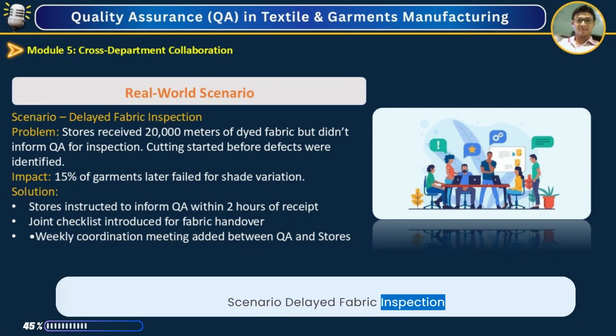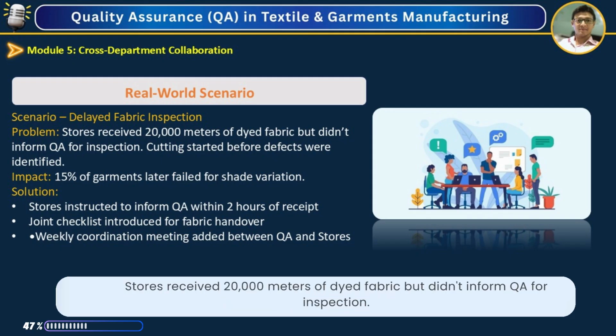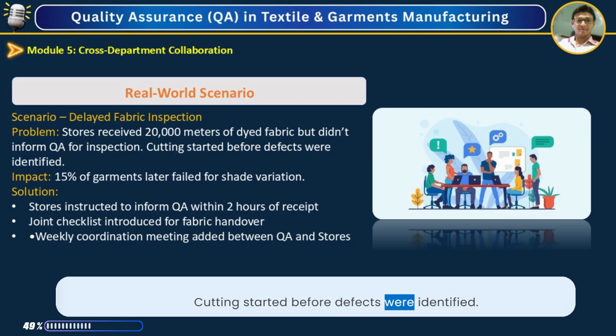Scenario: delayed fabric inspection. Problem: stores received 20,000 meters of dyed fabric but didn't inform QA for inspection. Cutting started before defects were identified. Impact: 15% of garments later failed for shade variation. Solution: stores were instructed to inform QA within 2 hours of receipt. A joint checklist was introduced for fabric handover. A weekly coordination meeting was added between QA and stores.